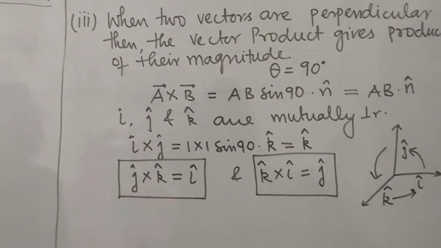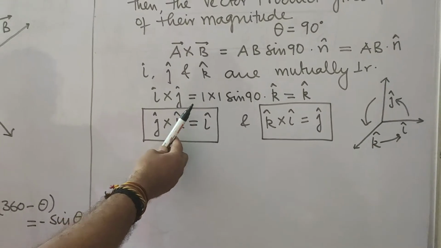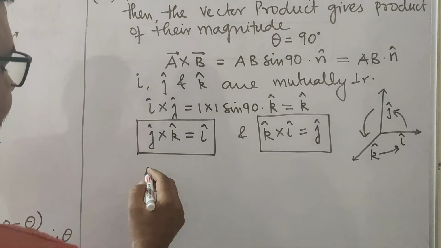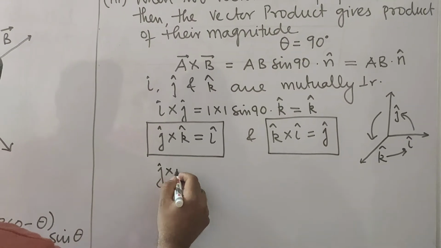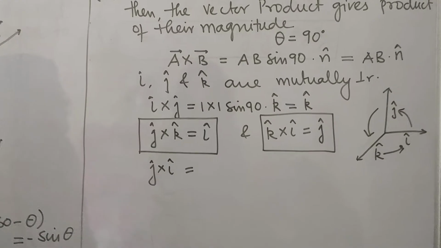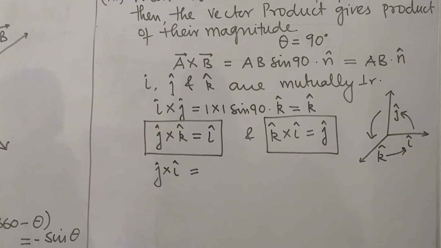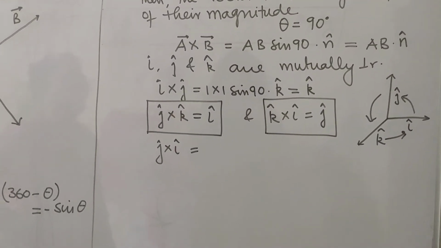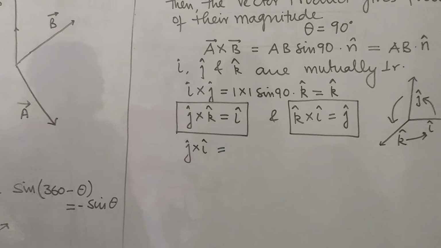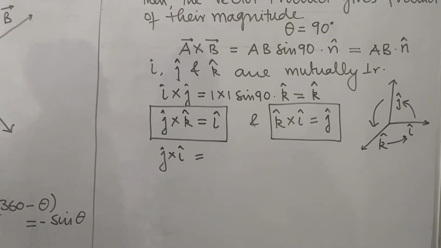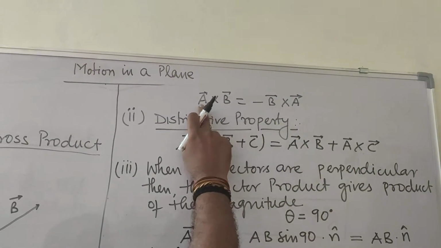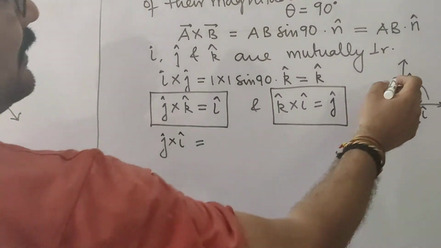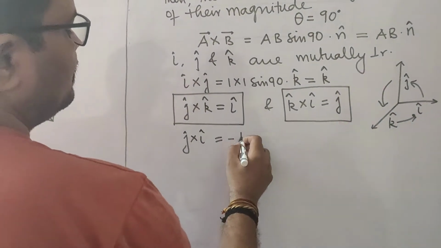But here again you can ask, if I change the order of these unit vectors, that is, if I write j cross i, what will you get? You are not going to get k cap. Why? Because vector product never follows the commutative property. J cross i is not equal to i cross j, but instead A cross B is equal to minus B cross A. That means j cross i, if I reverse the direction, will become minus k cap.